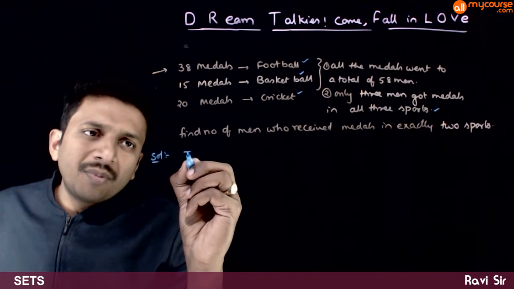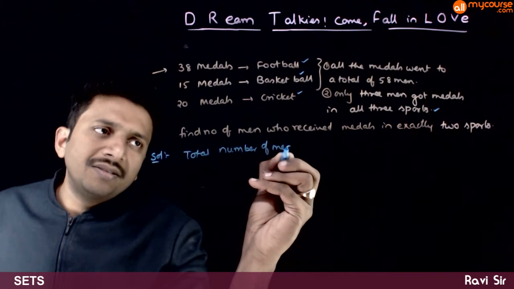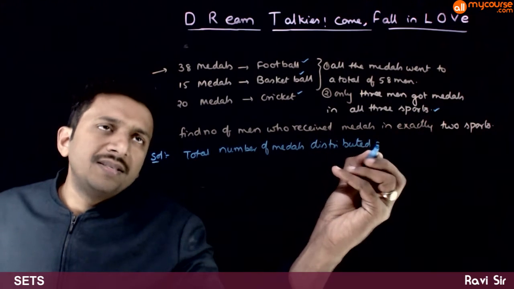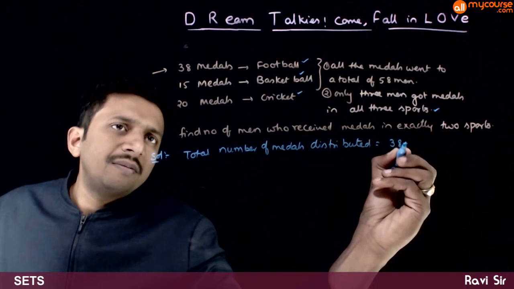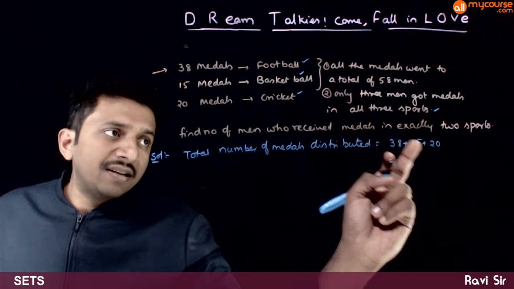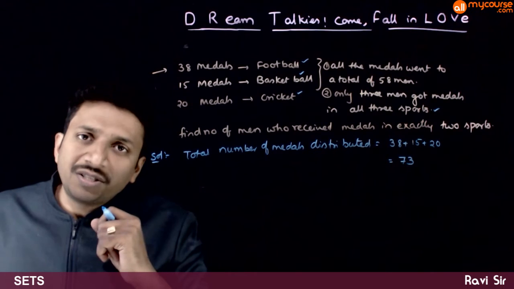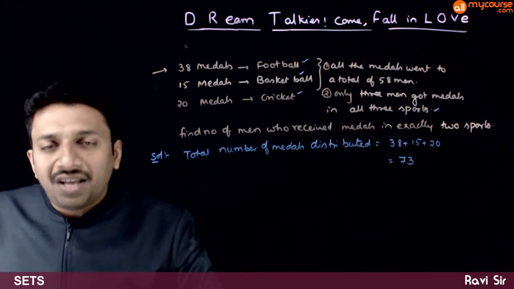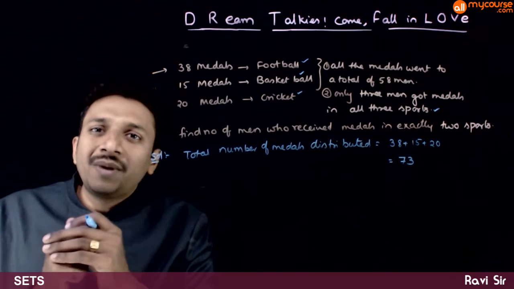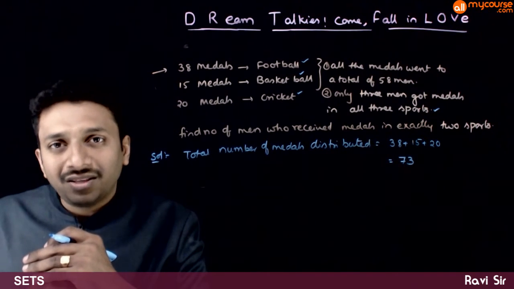So, what is the total number of medals that you have? The total number of medals distributed is equal to 38 plus 15 plus 20, right? 38 plus 20 is 58, 58 plus 15 is 73. A total of 73 medals have been distributed, and they have been distributed among 58 men. So out of 58 men, some men would have got a single medal, some men would have got 2 medals, and some men would have got all the 3 medals.